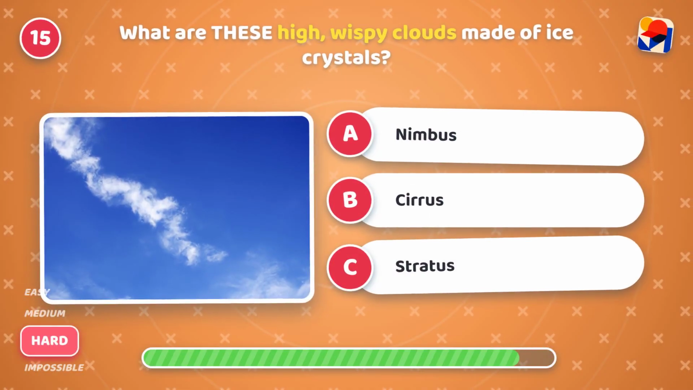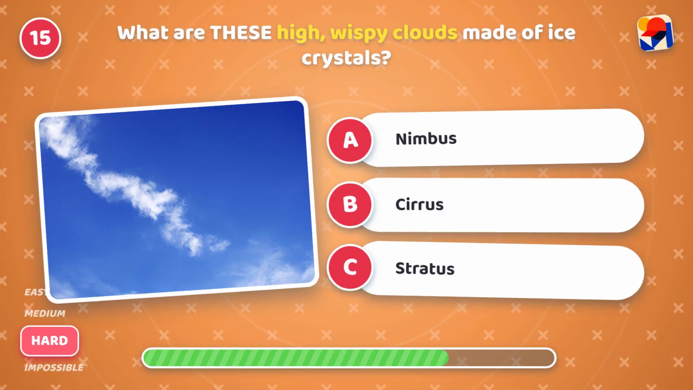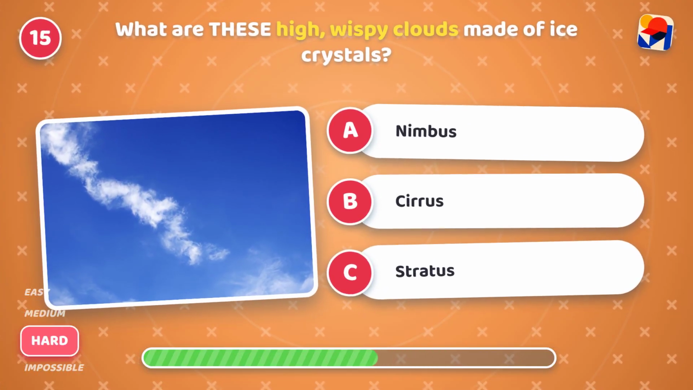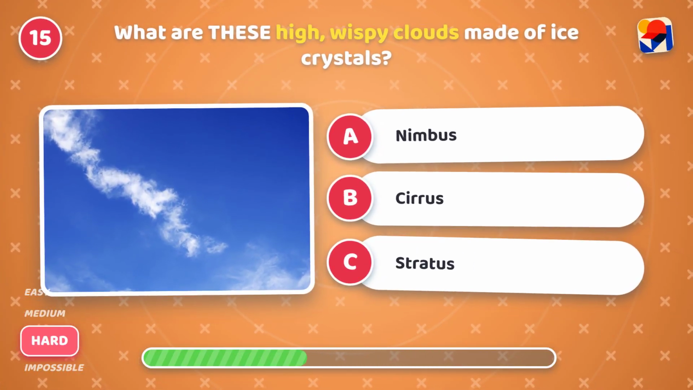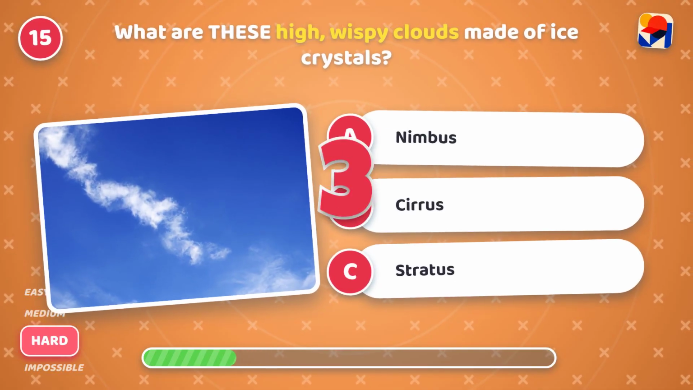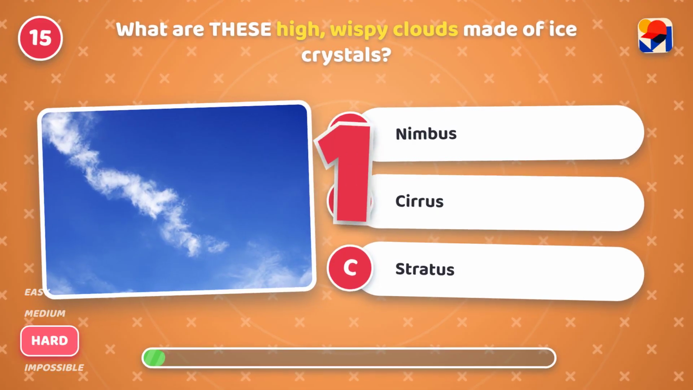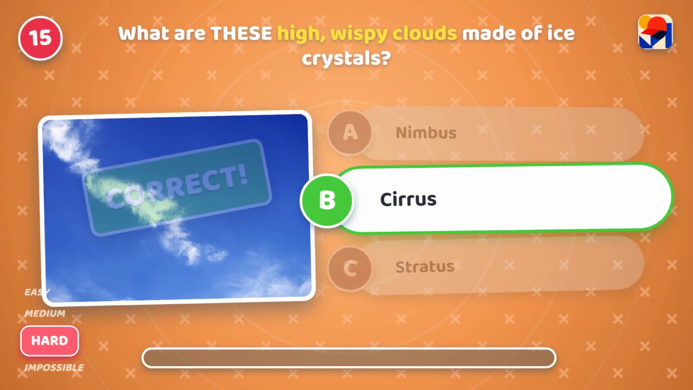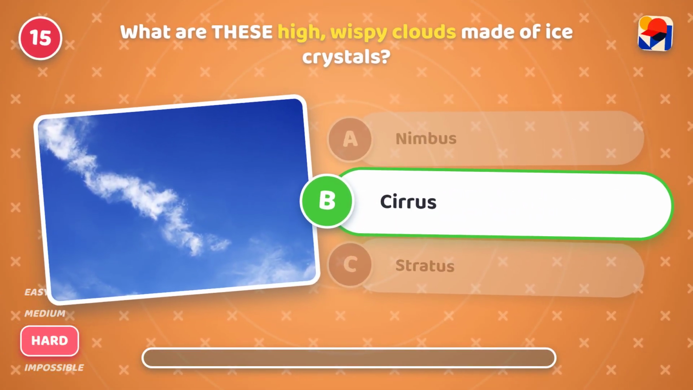What are these high wispy clouds made of ice crystals? Is it A, nimbus, B, cirrus, or C, stratus? It's B, cirrus. They form very high and freezing.